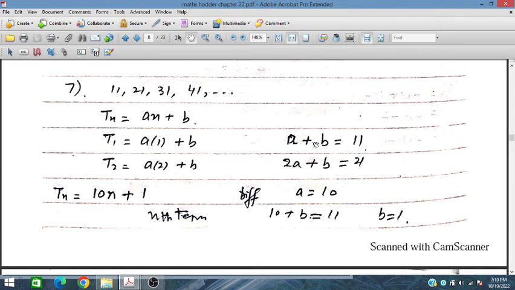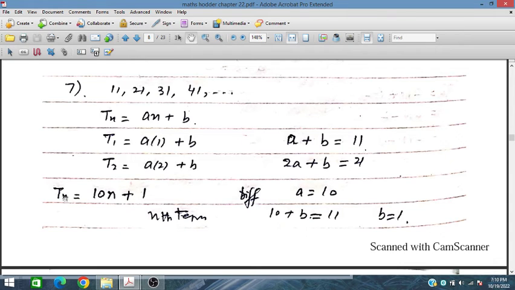This is a plus b is equal to 11. This t1 is 11, this t2 is 21, so 2a plus b is equal to 21. So we'll solve it and we'll get the difference. So a is equal to 10, and then similarly b is equal to 1. So this can be written down as 10n plus 1. In place of a we place 10, and for b we place 1 here. So 10n plus 1.